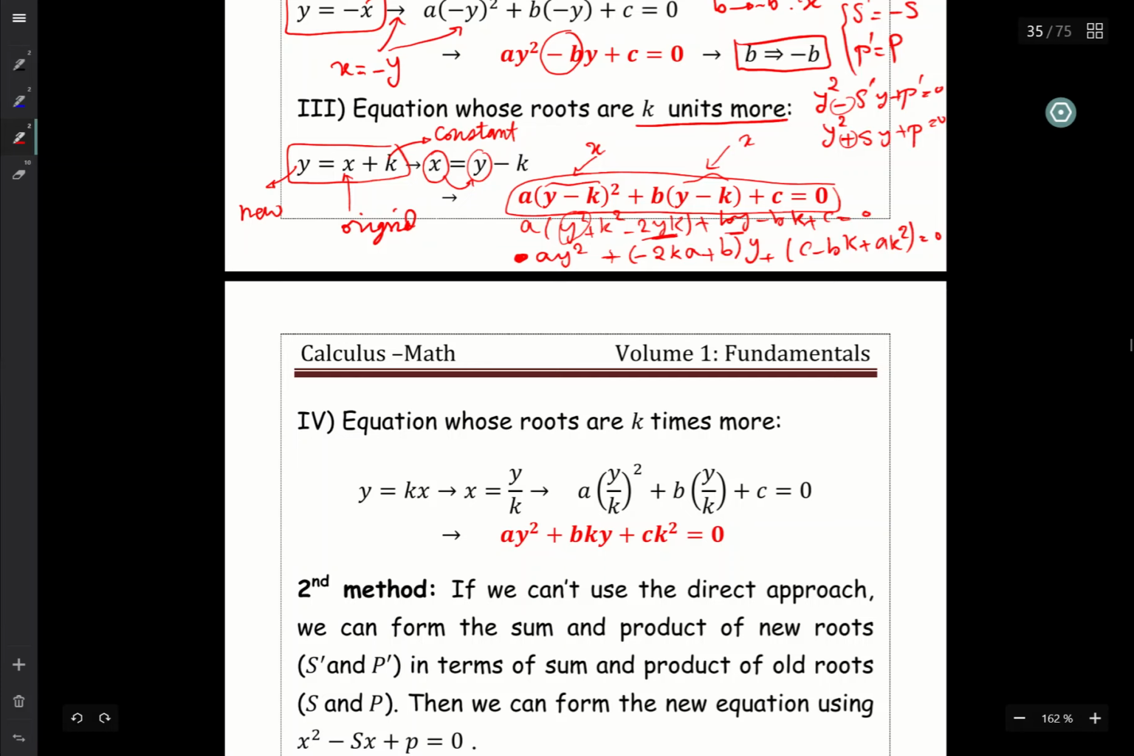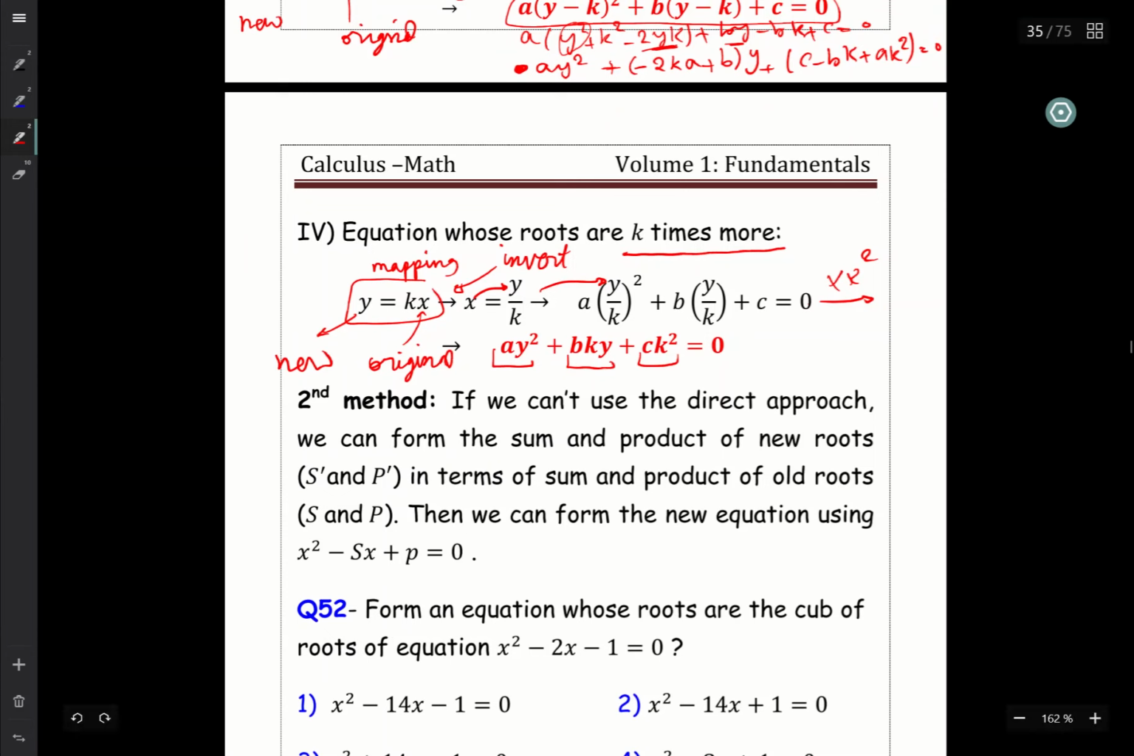Alright, and finally, the last case is we want to make an equation whose roots are k times the original ones. Again, we define our mapping from the original variable, which gives us the original roots, to the new variable. k is our constant, and then we invert this mapping. So we write x in terms of y over k, and put it in the original equation. a(y over k) squared plus b(y over k) plus c equals 0, and then we multiply by k squared. So a y squared plus bk y plus c k squared equals 0.